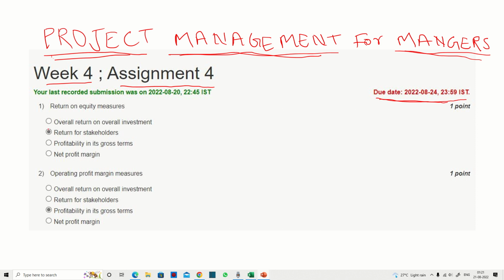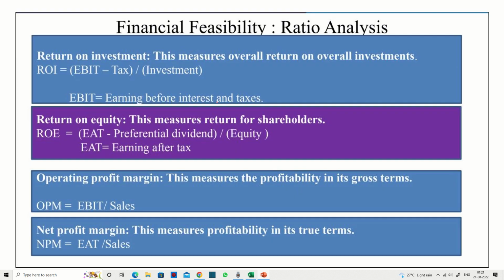Question number 1. The correct answer is return for stakeholders or shareholders. I am going to explain all these terms one by one. I have taken the screenshot of one of the videos of NPTEL, that means project management for managers, presented by Professor M.K. Barua. Here, return on investments or ROI, or overall return on overall investment.